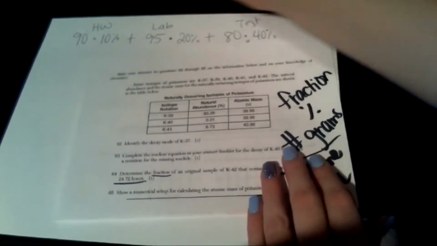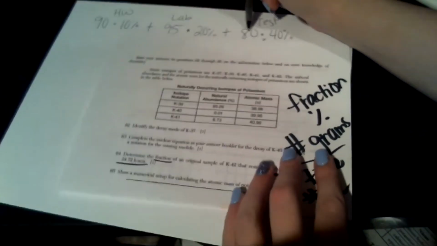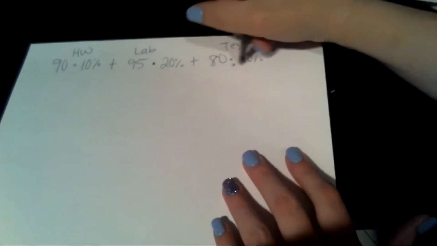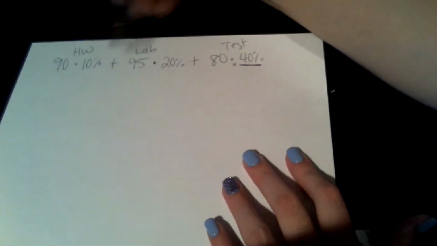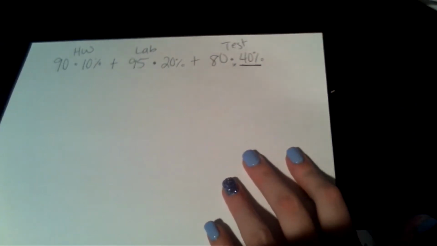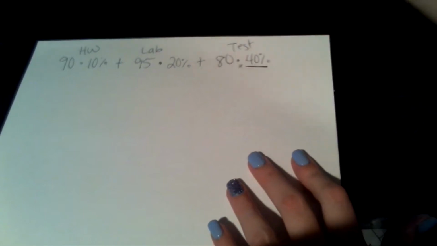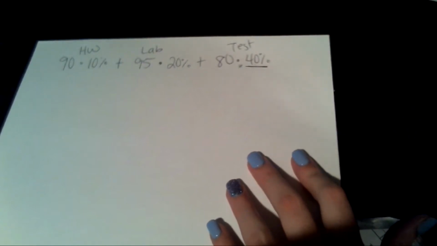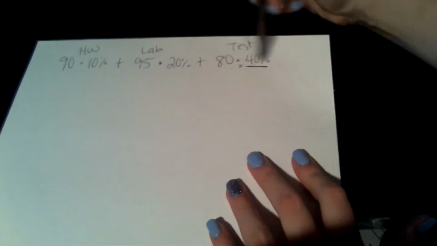What happens is that this is a weighted average. Because your test average is worth more than your other averages, this affects your overall score the most. So if you have a low test average, you can assume that your overall average in the class is going to be closest to this.